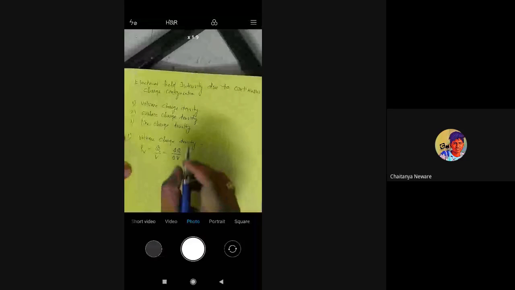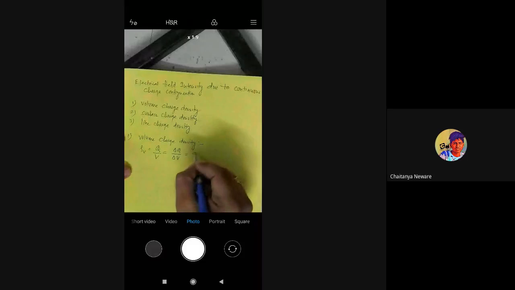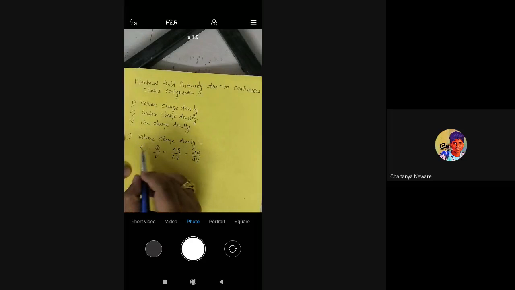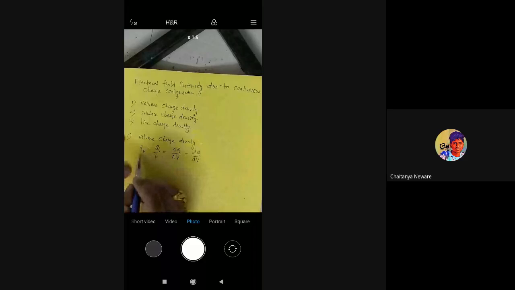Or it is also called differential charge to the differential volume of the region. So the volume charge density is defined as differential charge to the differential volume of the region, or incremental charge to the incremental volume, or the ratio of total charge enclosed in the region divided by total volume of the region, and it is represented as rho v.